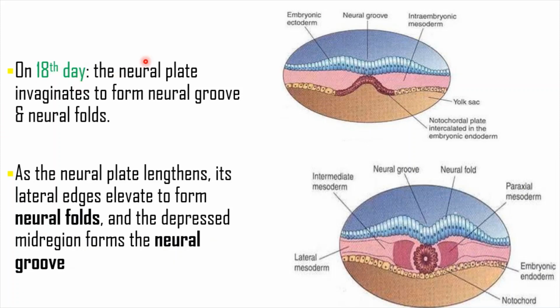So on the 18th day, the neural plate invaginates to form the neural groove and folds. It will invaginate, meaning it will form a groove like this. And on top of the groove, you have the neural folds. As the neural plate lengthens, its lateral edges elevate to form the neural folds, and the depressed mid region forms the neural groove. Neural folds, neural groove. So it's just of the notochord.